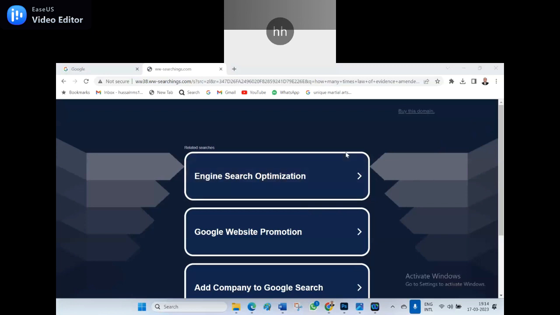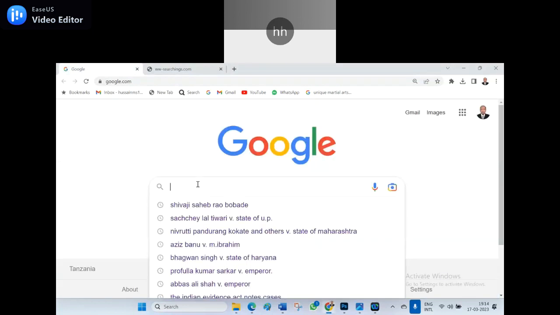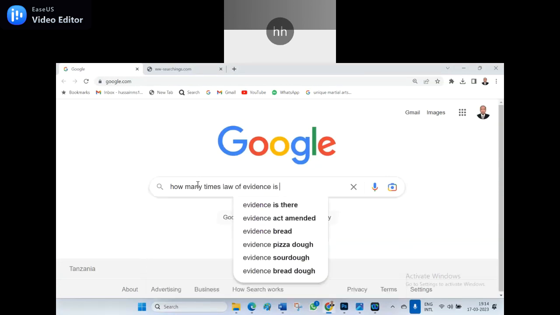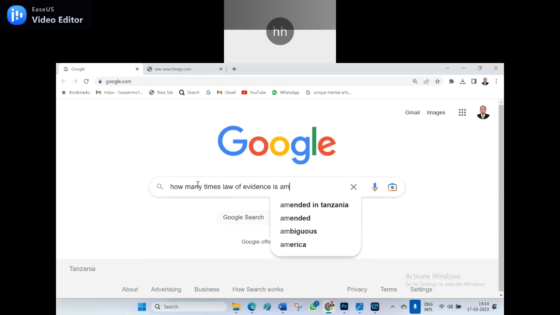Maybe choice. No. I don't know, if I make something, then a problem would be there later on for me. Better I can open the other one. How many times is the law of evidence amended? I mean the Indian law of evidence.